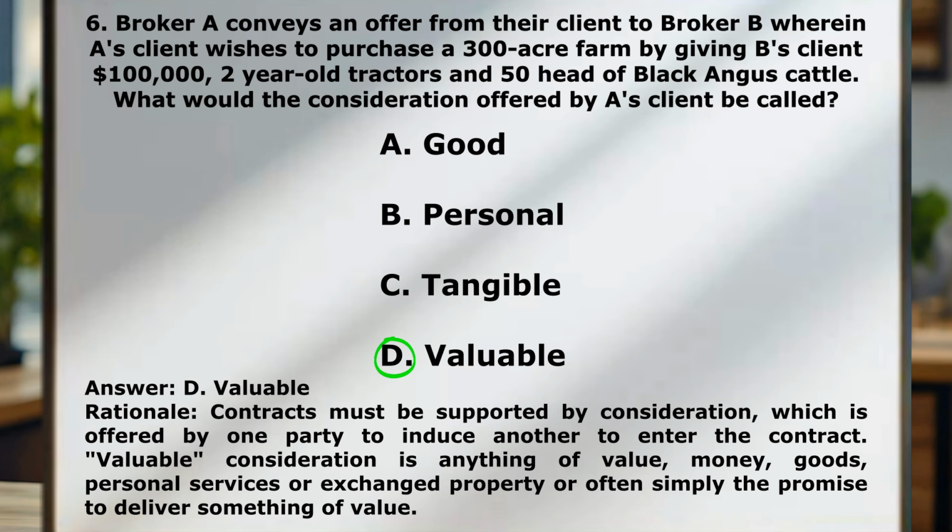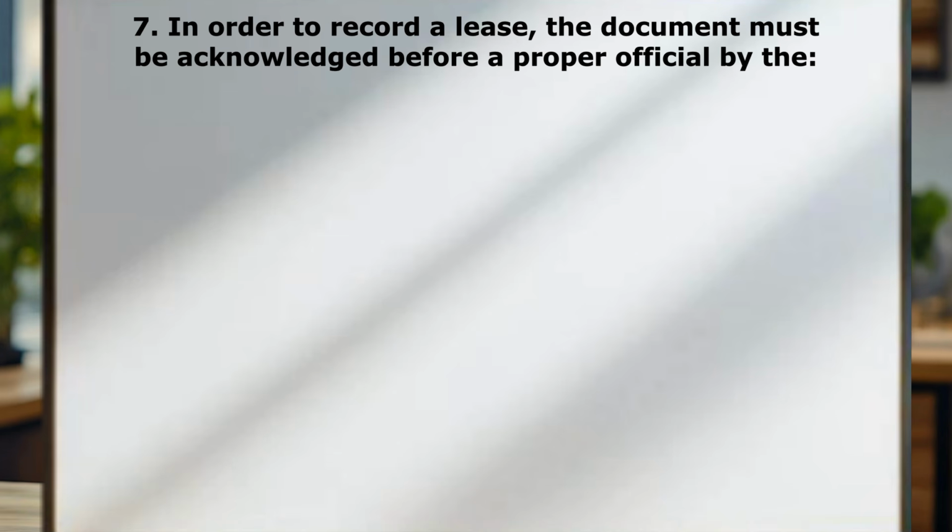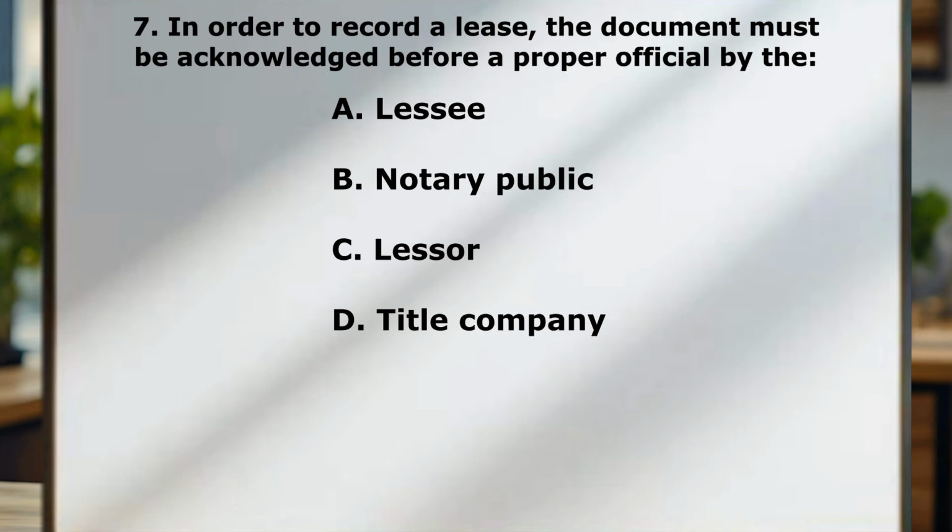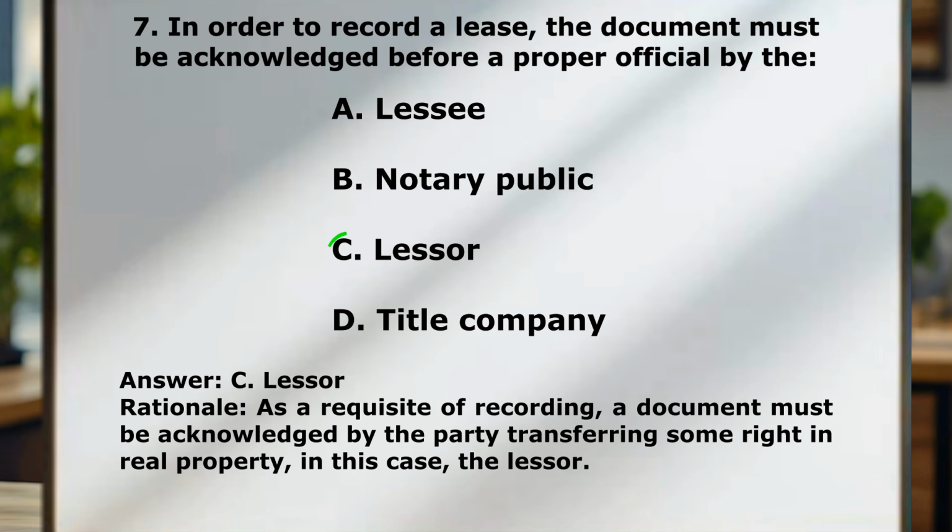Valuable consideration is anything of value: money, goods, personal services, or exchange property, or sometimes simply the promise to deliver something of value. Question number 7. In order to record a lease, the document must be acknowledged before a proper official by the A, lessee, B, notary public, C, lessor, D, title company. Correct answer here is C, lessor.